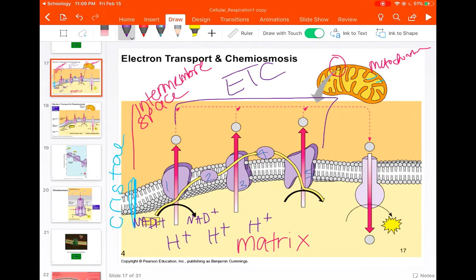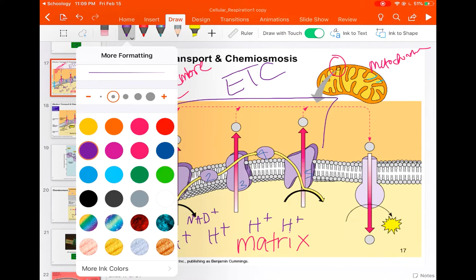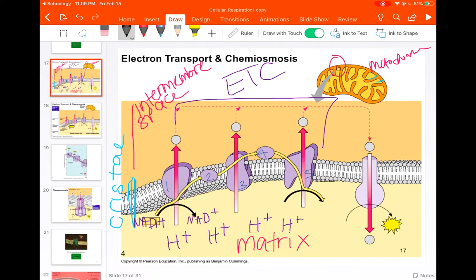And this is happening over and over again. So the matrix is loaded with hydrogen ions without their electrons. But we also want to show that these electrons are traveling in this yellow arrow. You do that by putting little e's with a negative sign next to it. And these are traveling through this yellow arrow. This yellow arrow, from the beginning to the end, is the electron transfer chain.